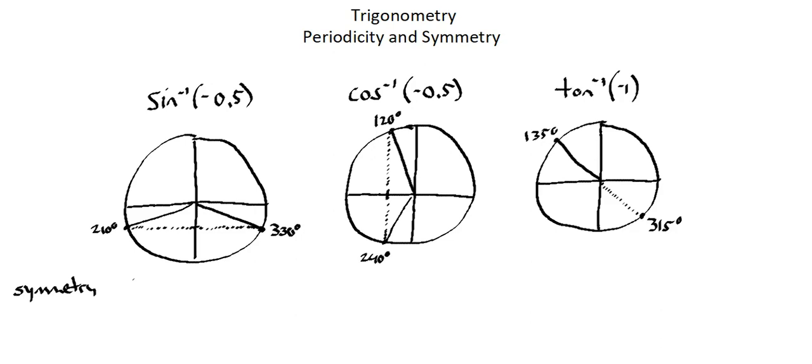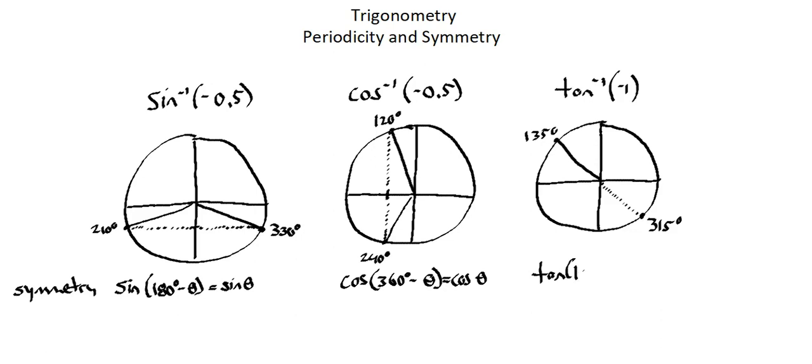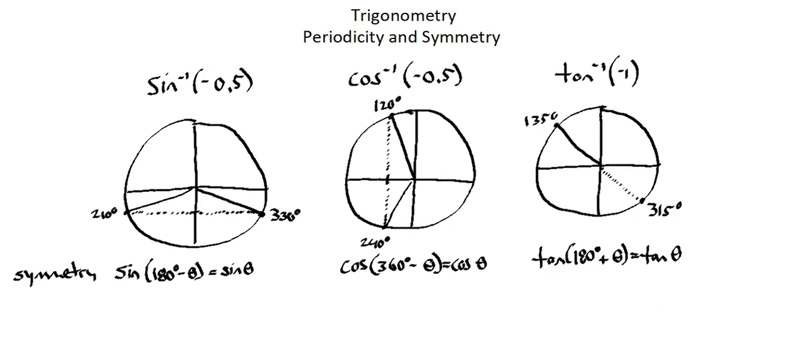So let's look at the identities that we were evaluating in the previous example. For sine, sine of 180 degrees minus the angle equals sine of the angle. For cosine, cosine of 360 degrees minus the angle is cosine of angle. And for tangent, tangent of 180 degrees plus the angle is tangent of angle. So now let's actually work through these calculations and see what the results are.